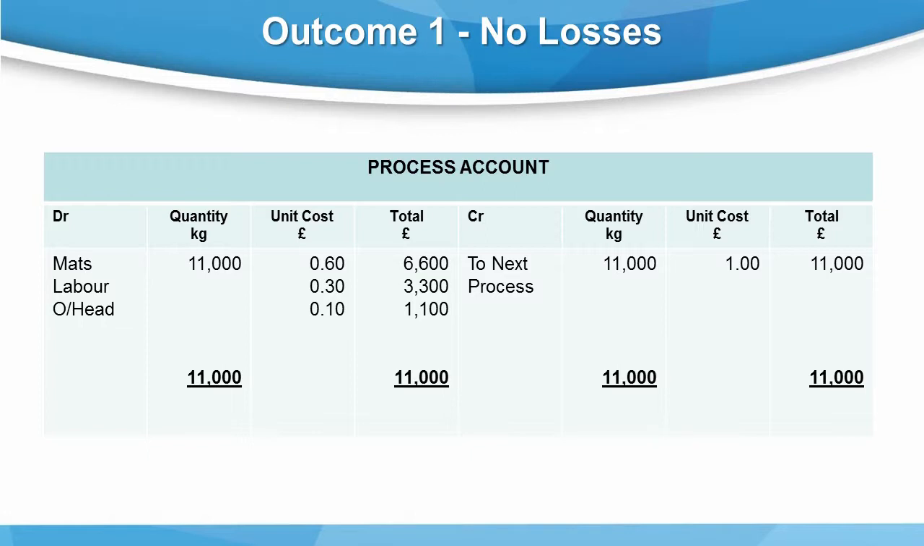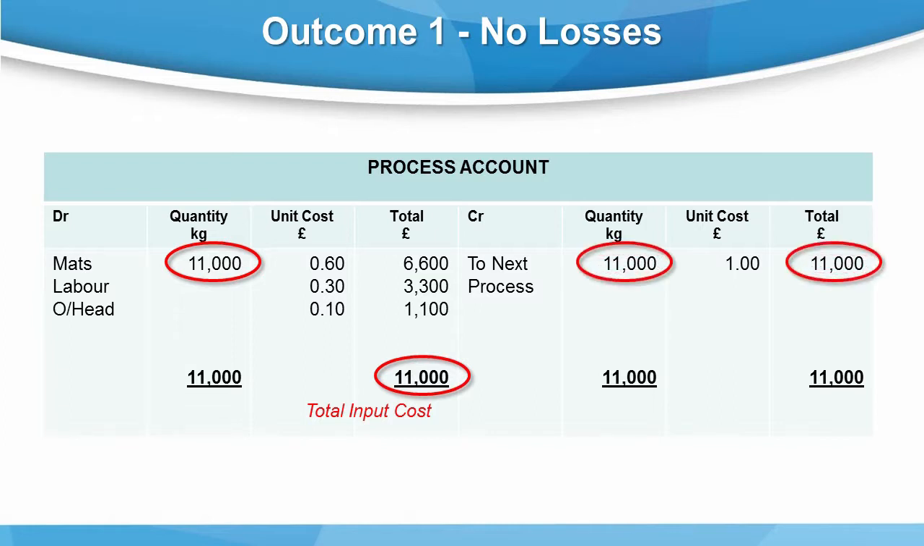the quantity of outputs will be the same as the quantity of inputs. Here we can see that 11,000 kilograms of materials were input into the process, costing 60 pence per kilogram. In addition, there were other costs incurred for labour and overheads, meaning the total input cost for this process is £11,000. There are no losses, and so 11,000 kilograms are transferred to the next process at a cost of £11,000. This means that the cost per unit is £1.